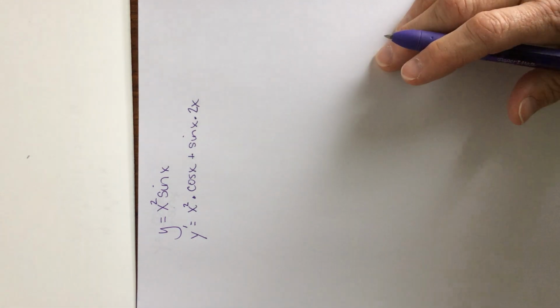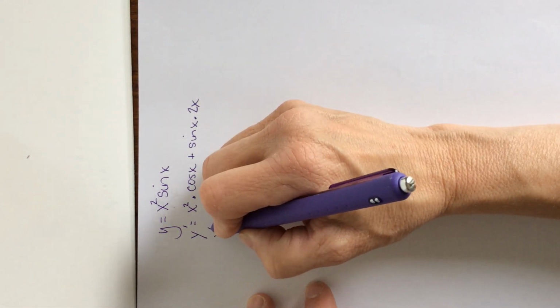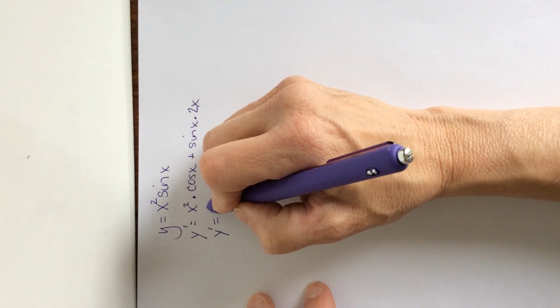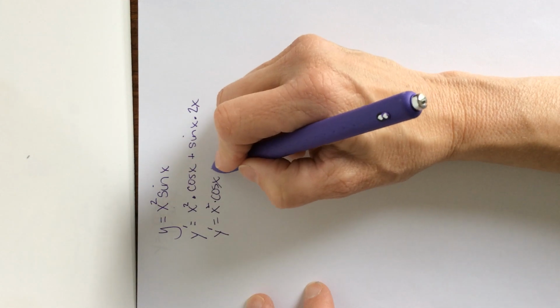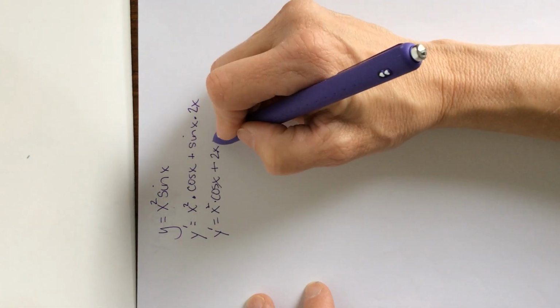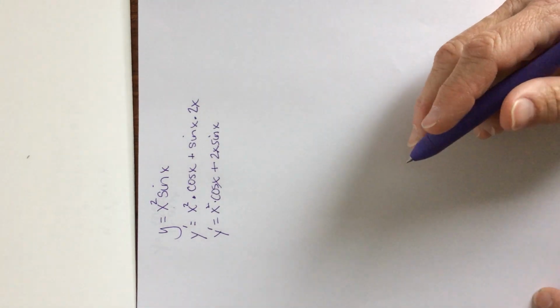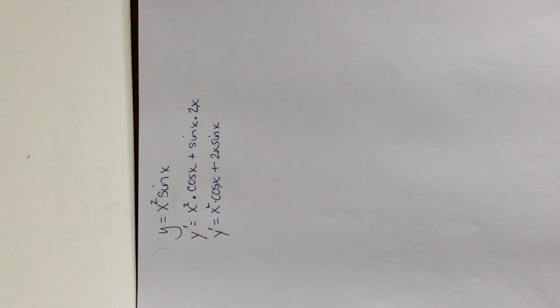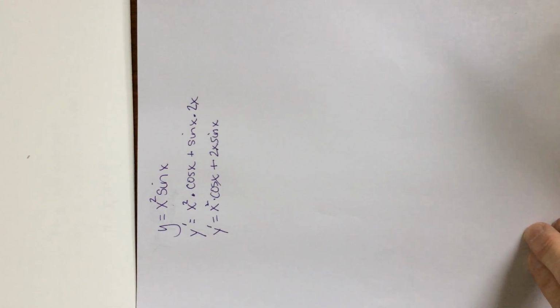Now, if I clean this up a little bit, y prime equals x squared times cosine of x, or just x squared cosine of x, plus I'll swing the 2x in front of the sine of x, and there we have it. Y prime equals x squared cosine of x plus 2x sine of x. All right, so that's the first example.